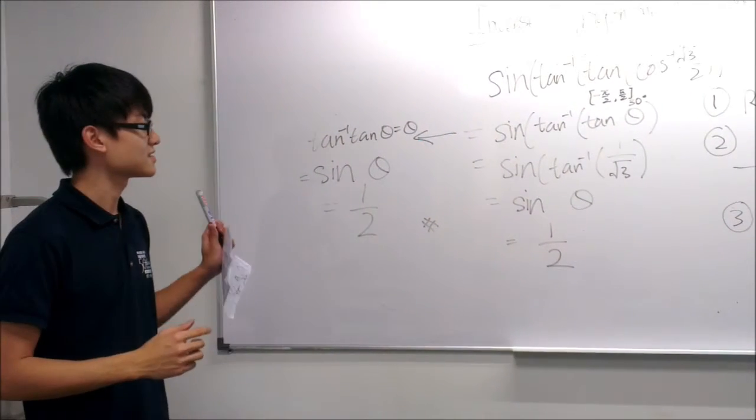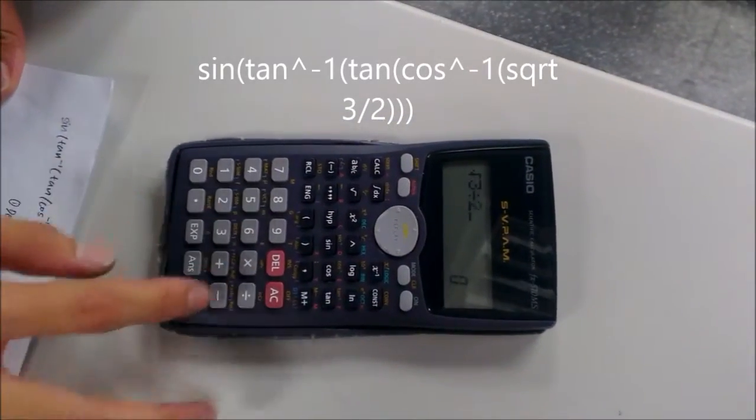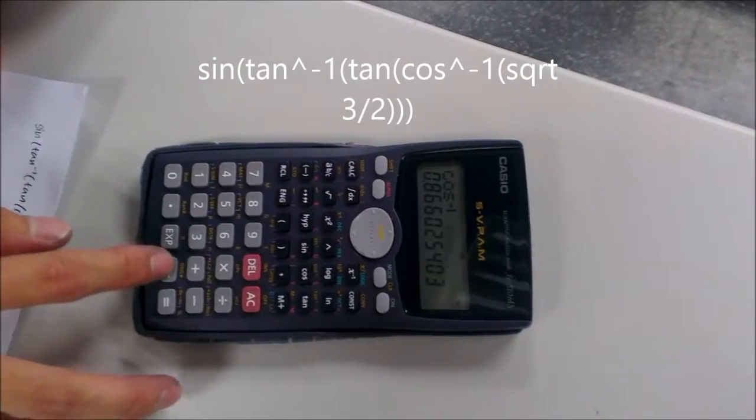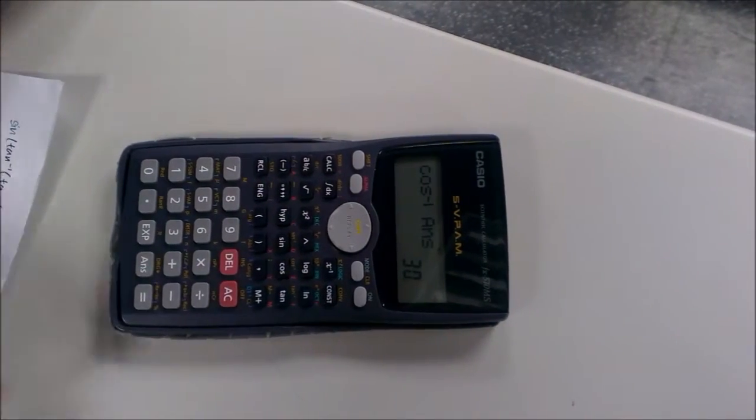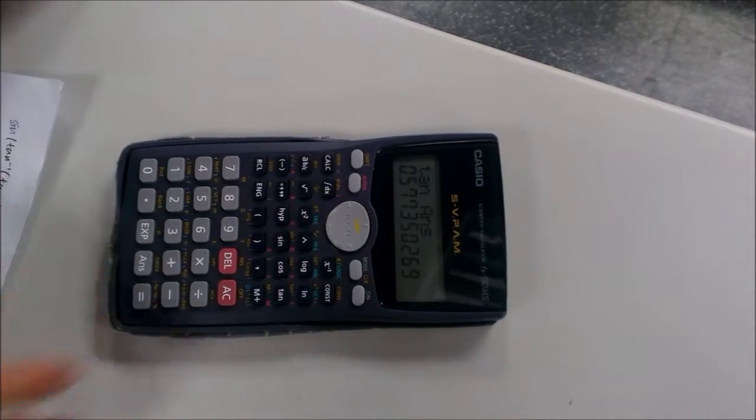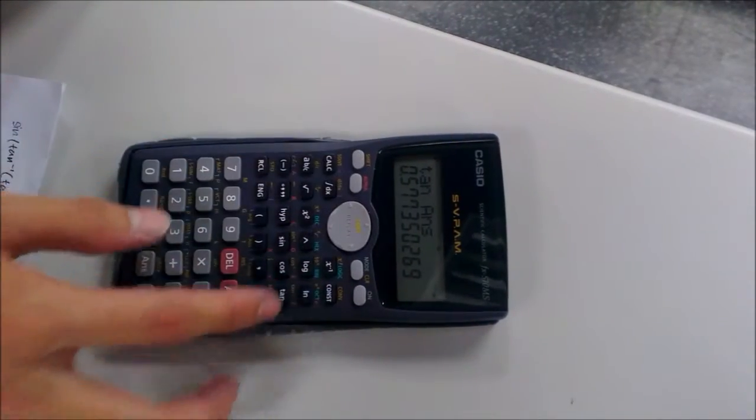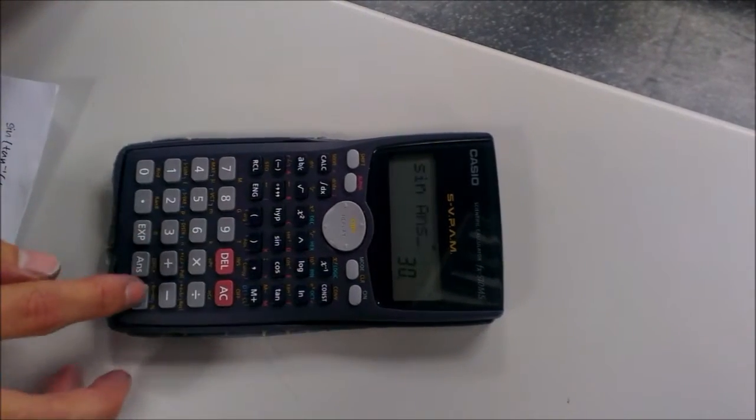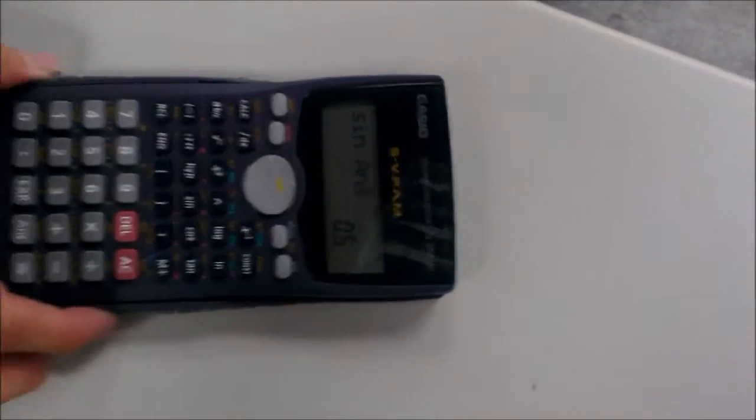Let's check the answer by using a calculator. √3 over 2 is equal to this value. Then arccos of the answer. After that, tangent of the answer. And then arctangent of the answer. Then sine of the answer. We got exactly the same value.